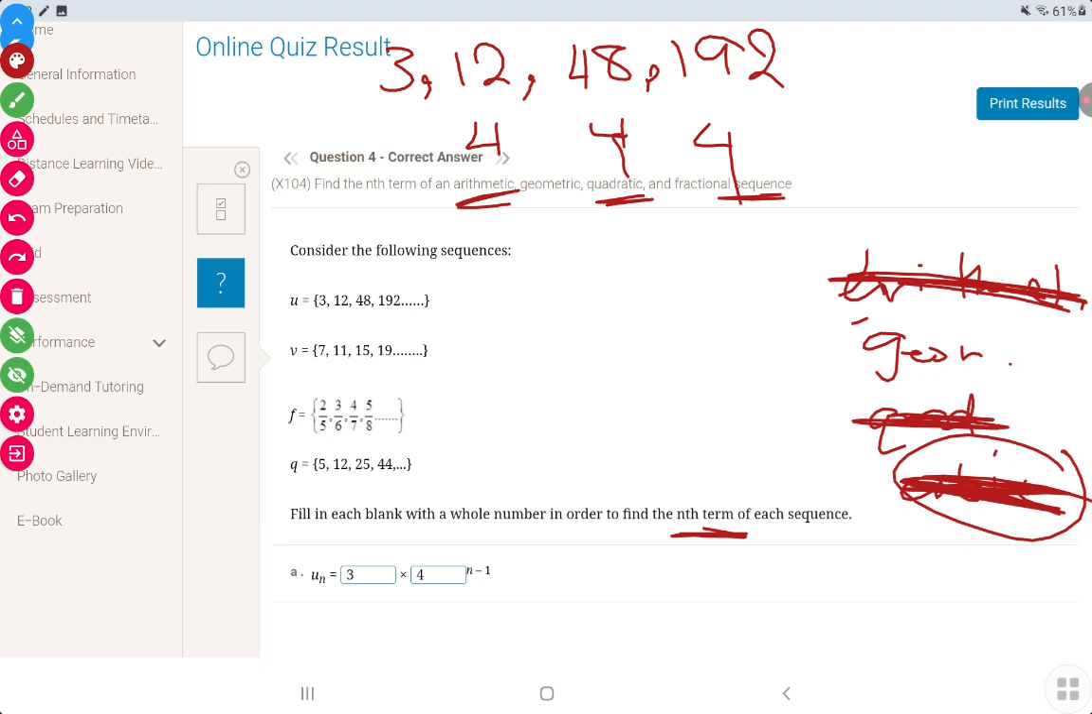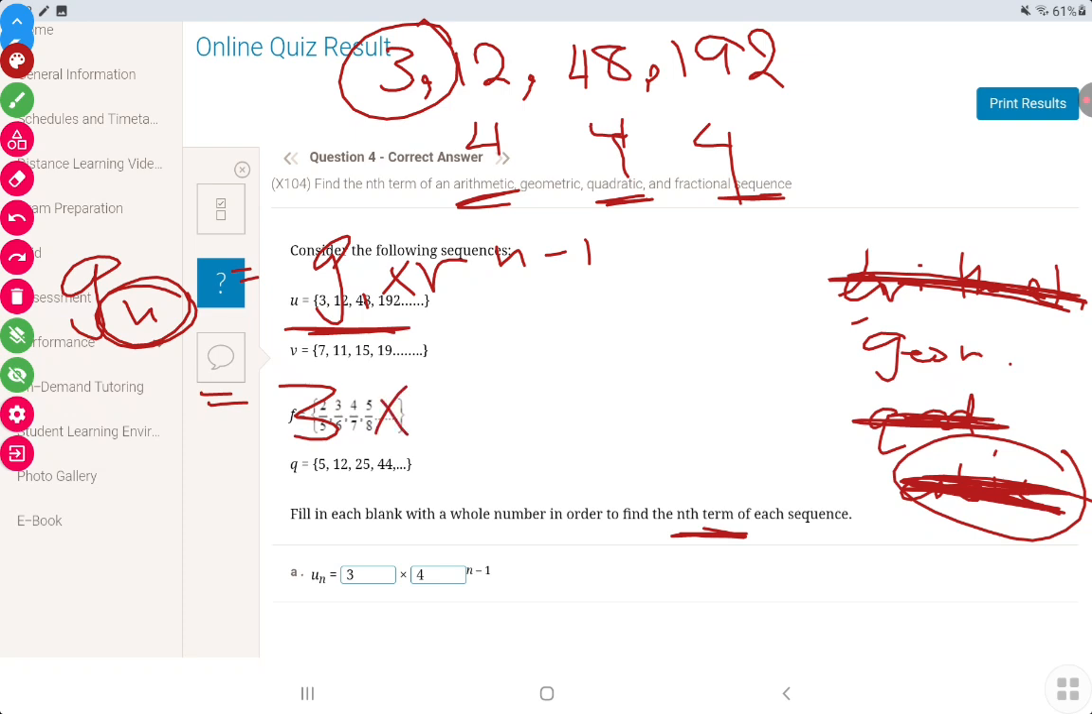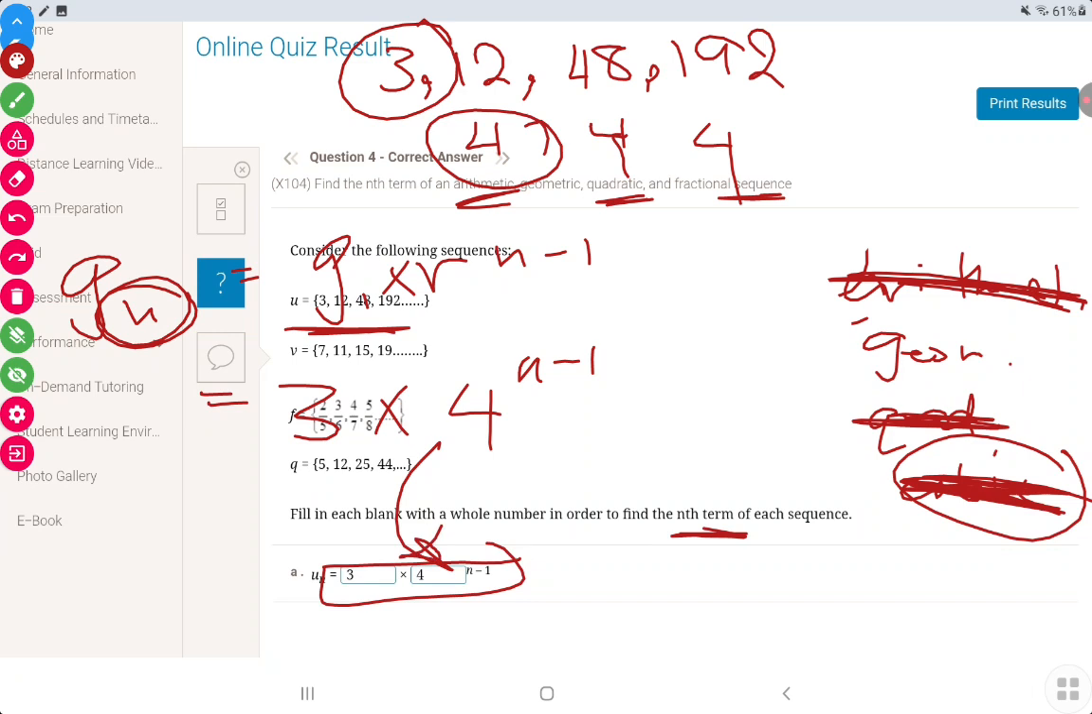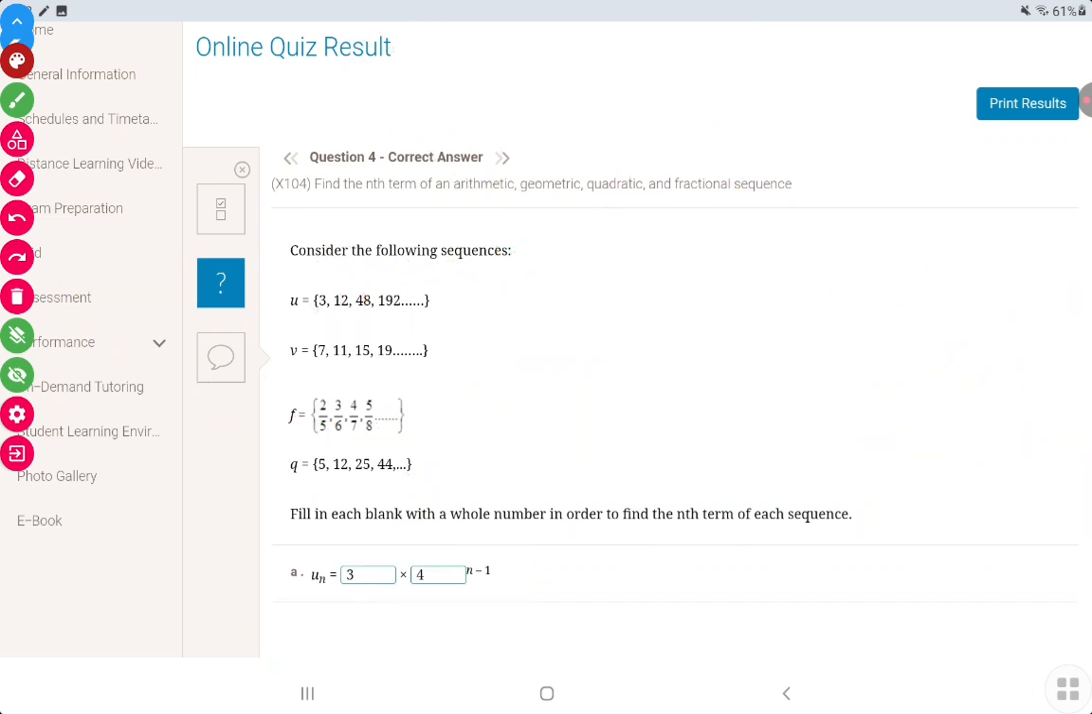The general term of a geometric sequence is Gn equals G1 times R to the n minus 1. So n is just the position of the term, okay? They don't want us to find n, they just want us to find the general rule. So we just fill in the blanks. G1 is 3, times R, the ratio, which is 4, to the power of n minus 1. So 3 times 4 to the power of n minus 1. That's all they want us to find. Now on to the second one.